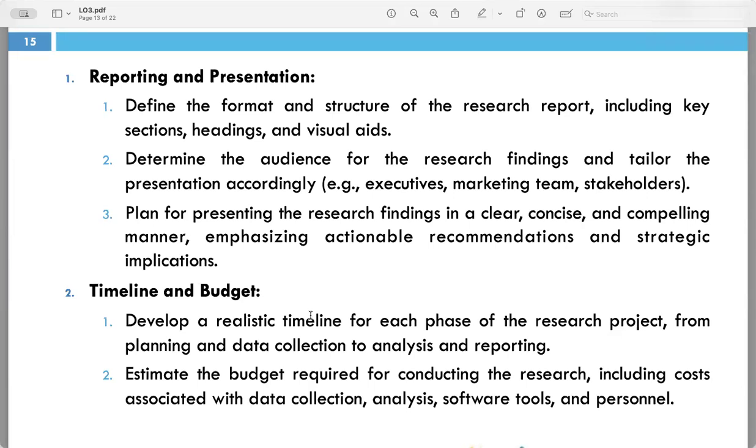Timeline and budget. This section develops a realistic timeline for each phase of the research project, from planning and data collection to analysis and reporting. It estimates the budget required for conducting the research, including costs associated with data collection, analysis, software tools, and personnel. A well-defined timeline and budget ensures the efficient execution of the research project within resource constraints.